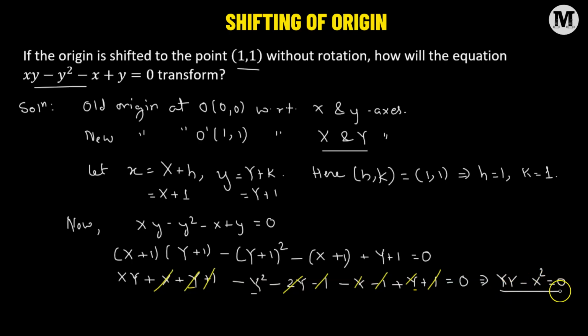So this is going to be the transformed equation with respect to the coordinate axes x and y, or we can say with respect to the new origin at (1, 1).